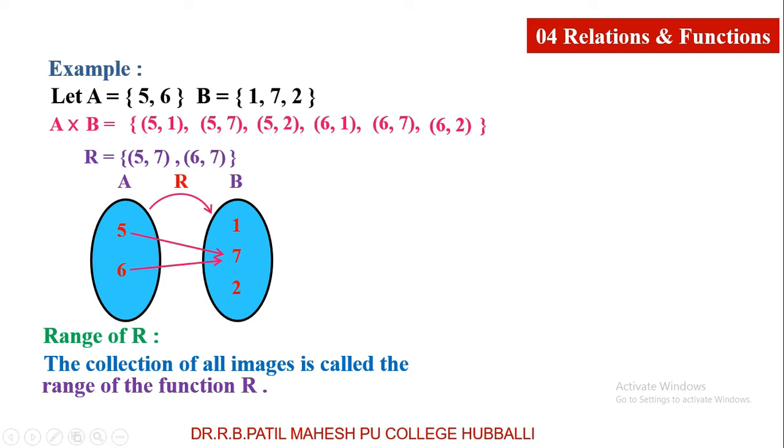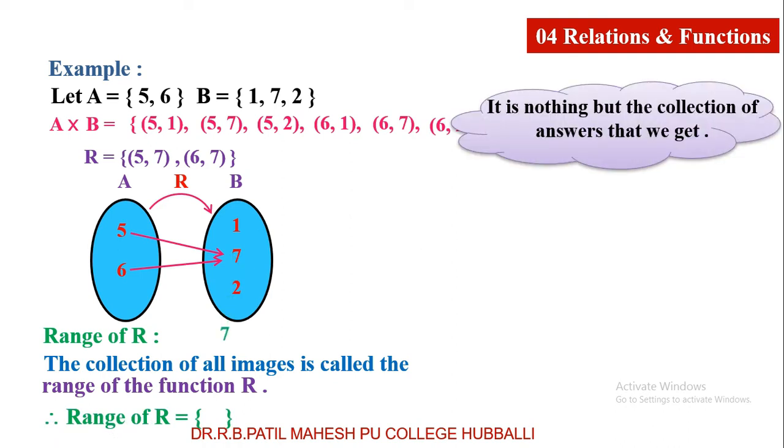Then in this, what is the range? The set consisting of the images, that is nothing but only 7. It is nothing but the collection of answers that we get. Here the answer for 5 and 6 is 7. Hope you are understanding the domain, codomain and range of the function.